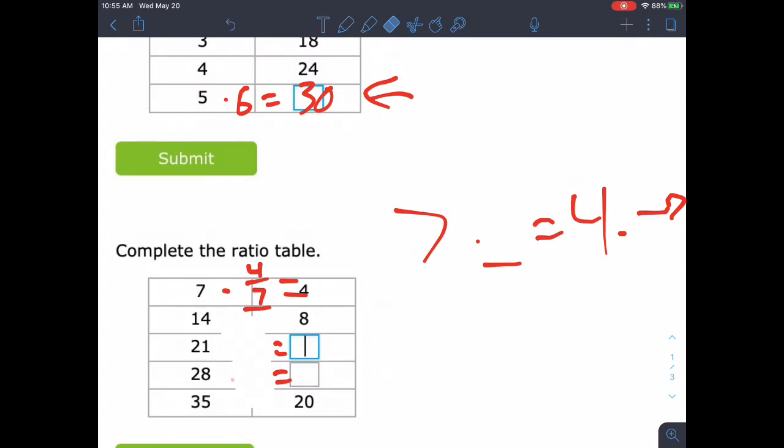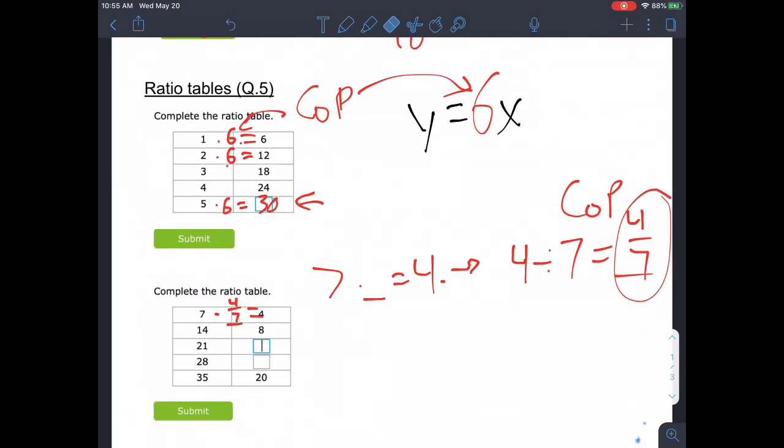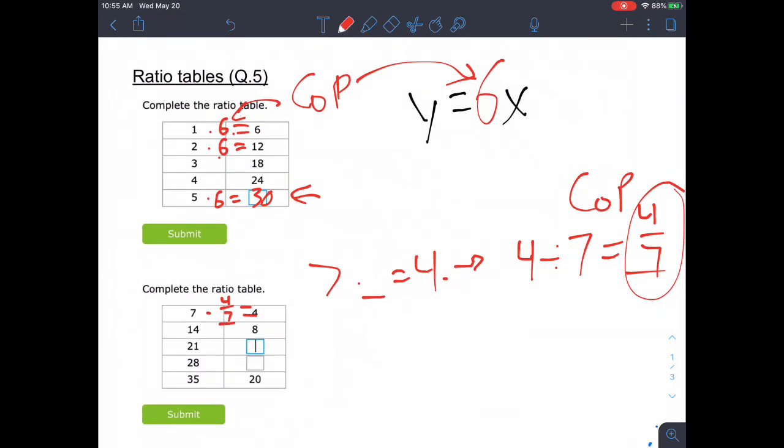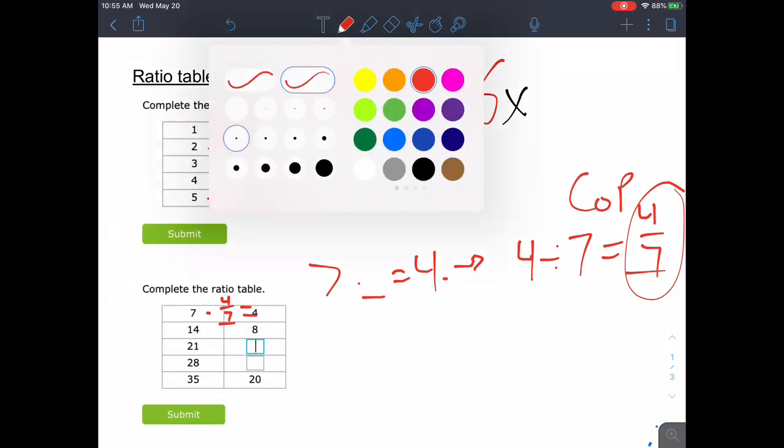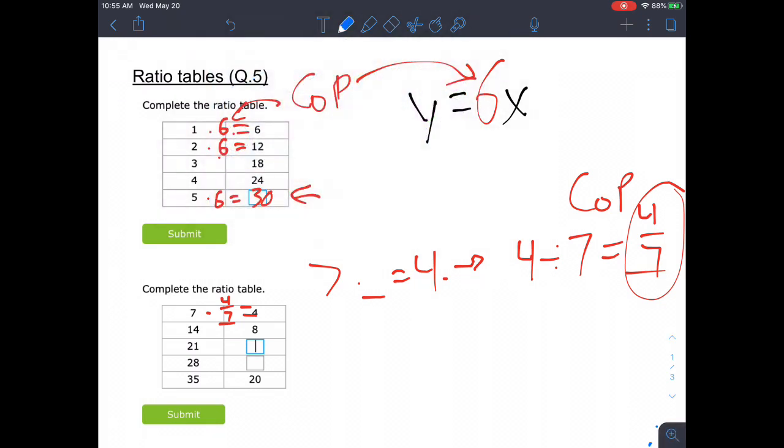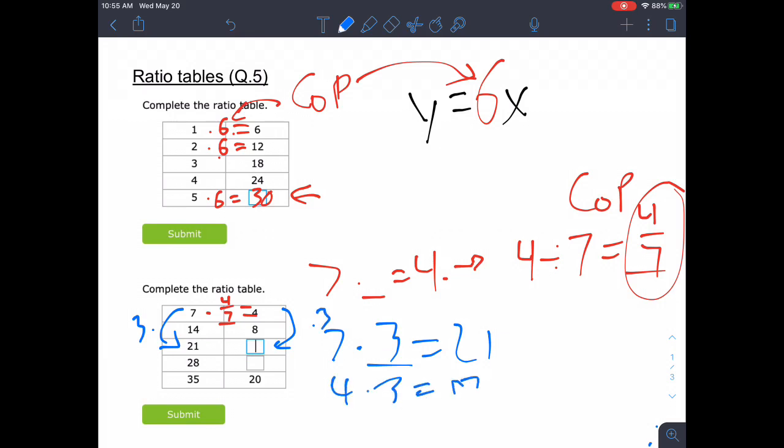So I'm going to leave the top 4/7, but I'm going to erase the rest of those. Because we can also multiply using scale factors. 7 times what is 21? How many 7s do you need to make 21? 3. So if I multiply on the left side by 3, I multiply on the right side by 3. So 4 times 3 gives me 12.